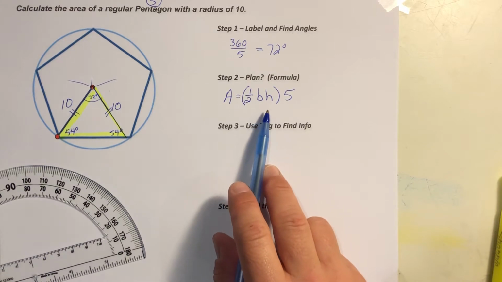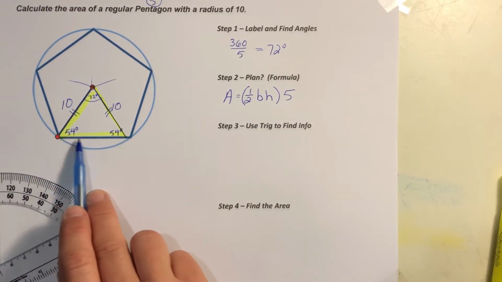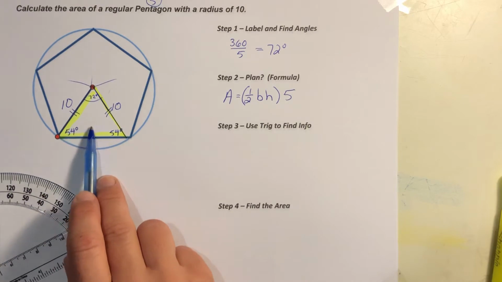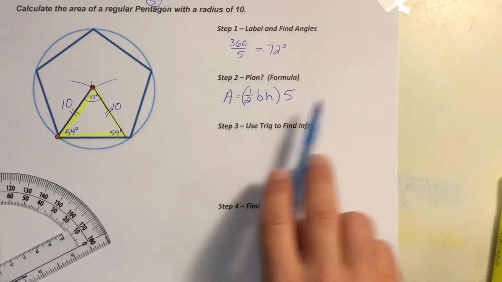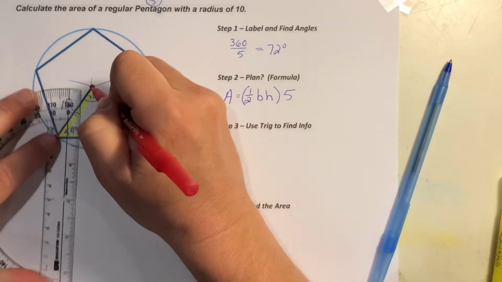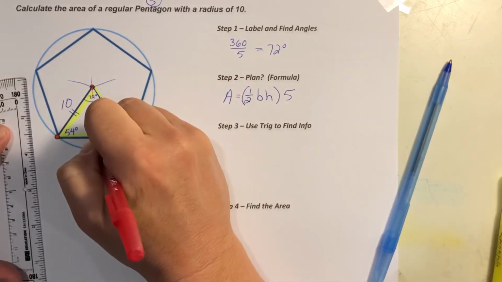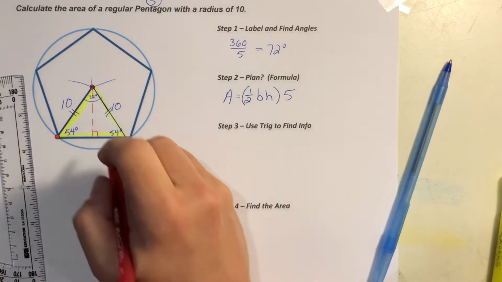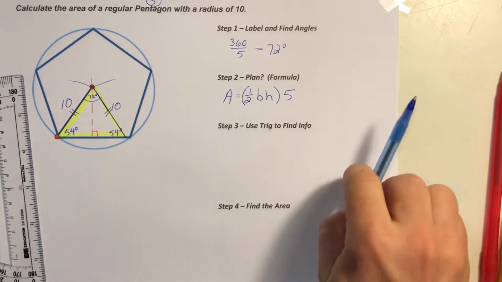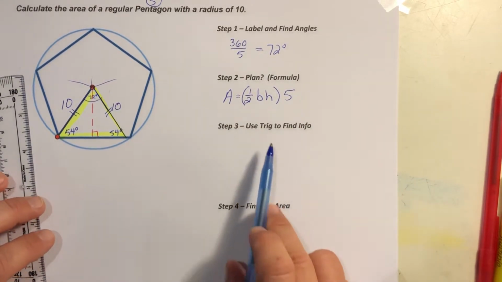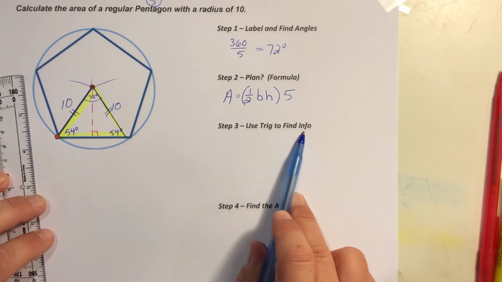So what are we missing? Do we know the length of the base? No, we don't. Actually, do we know the height too? No, we don't. So what I'm going to do is draw the height perpendicularly down from that center point. Okay, now that's going to be my height. But I don't know it yet. So what we're going to need to do here is use trig to find our information.